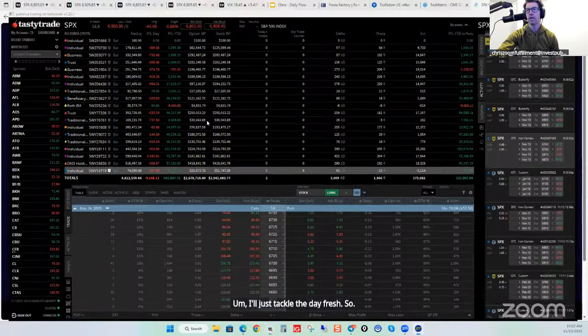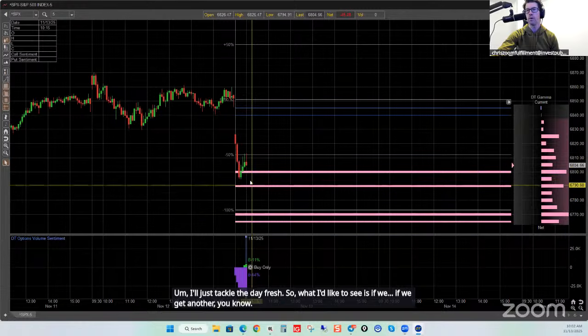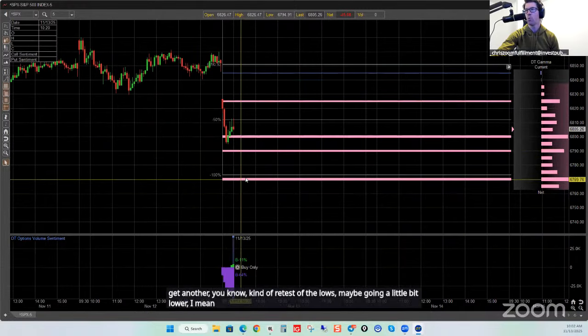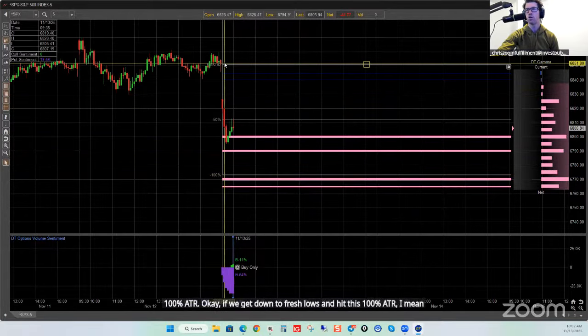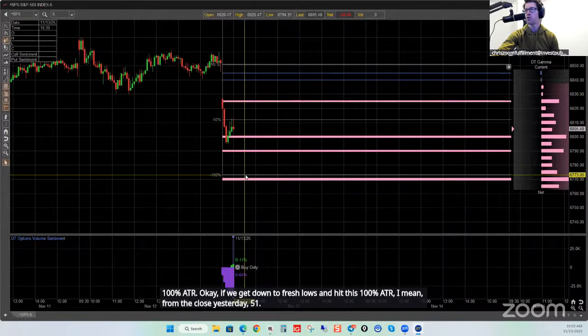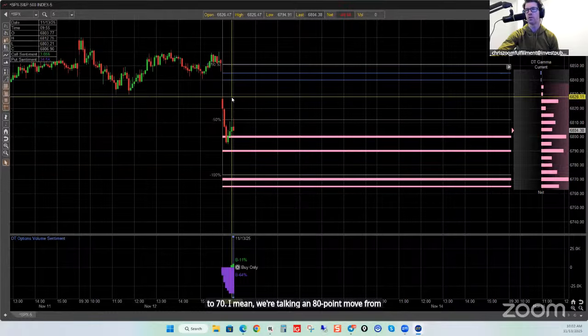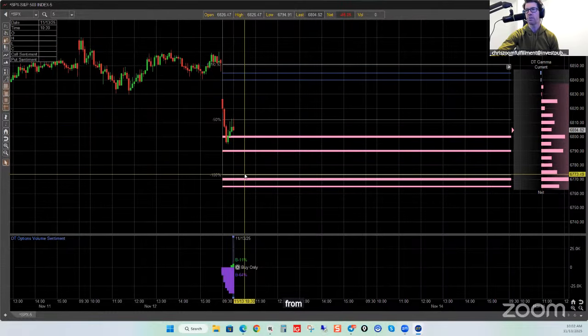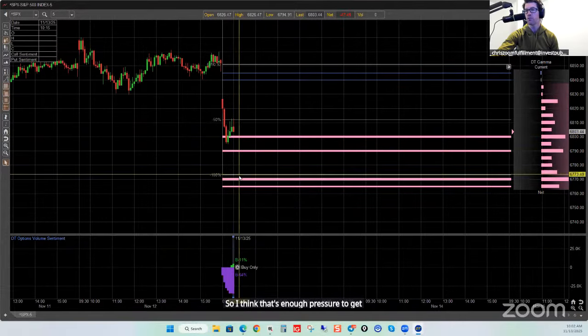So what I'd like to see is if we get another retest of the lows, maybe going a little bit lower. Even this 100% ATR. If we get down to fresh lows and hit this 100% ATR, from the close yesterday, we're talking an 80-point move from yesterday's close, from an open at 26. That's still 50 points. Market makers expected 35 today. So I think that's enough pressure to get us filled for a daily profit play.